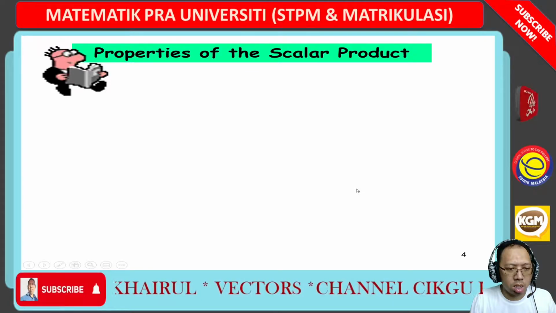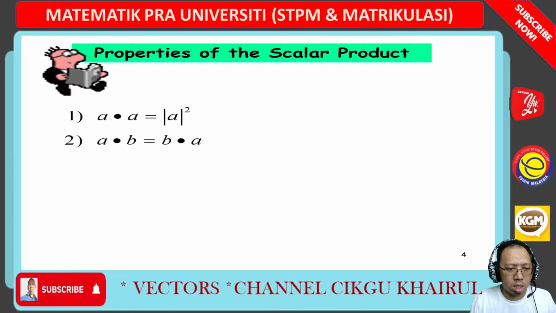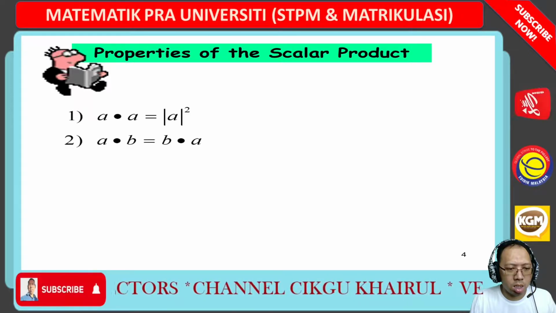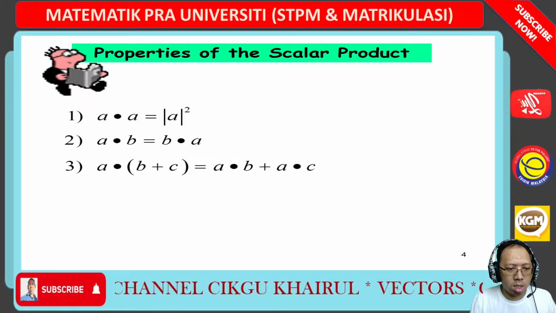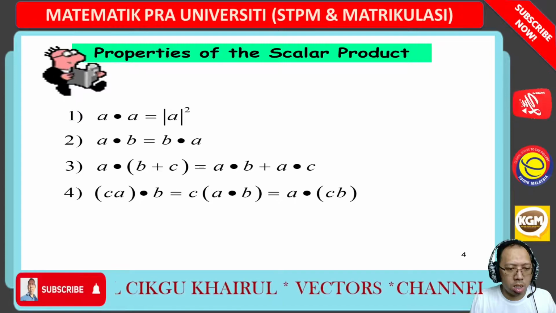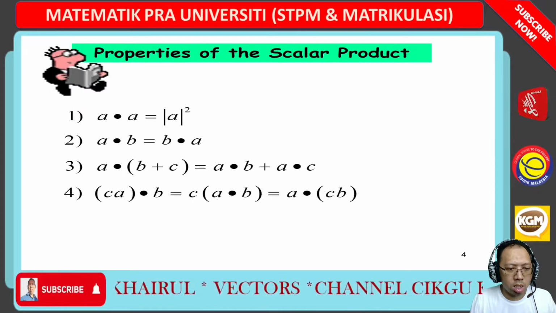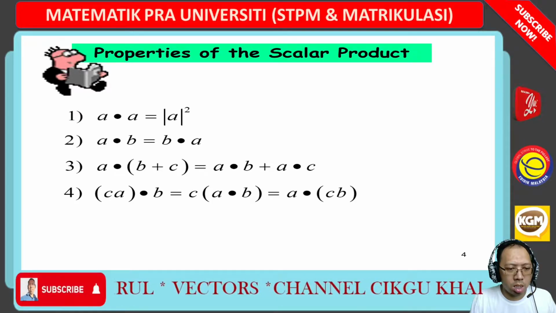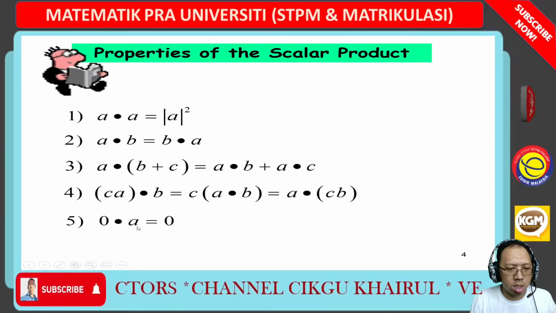Okay, so what is properties of the scalar product? So we have a few properties. The first one, A dot A equal to magnitude A squared. A dot B equal to B dot A. This one, properties number 3. Properties number 4. Okay, cA dot B equal to c bracket A dot B equal to A dot cB. Okay, next 0 dot A equal to 0.